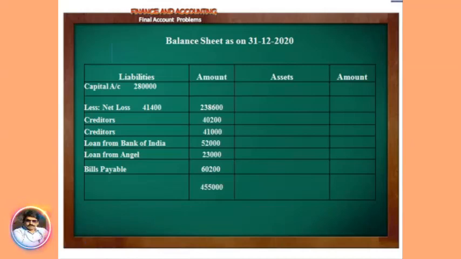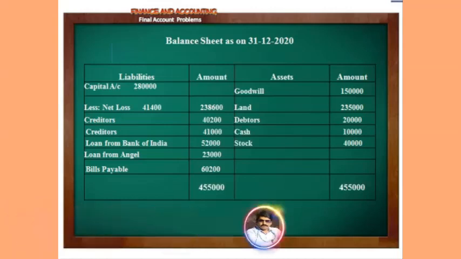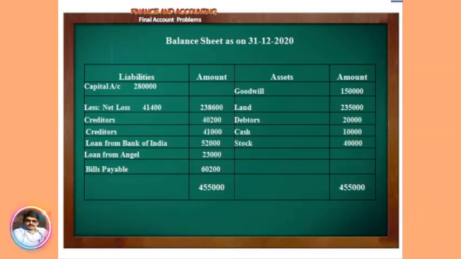Now let us have a look at the assets. We have goodwill 1,50,000. Then we have land 2,35,000. Then we have debtors 20,000. Cash 10,000, stock 40,000. So total will be same 4,55,000. Automatically the balance sheet has been tallied. So the balance both the sides is 4,55,000.